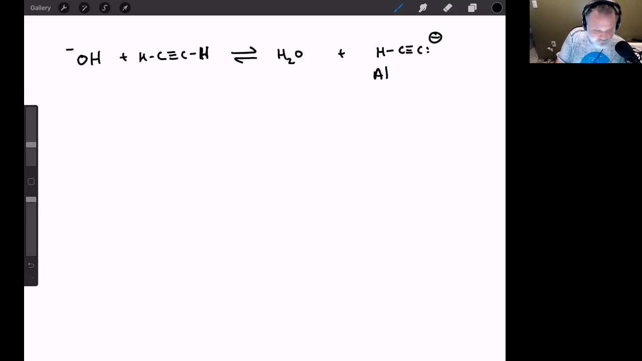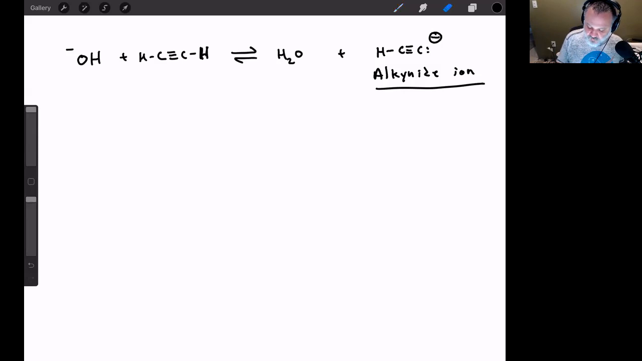This is an alkynide ion, A-L-K-Y-N for alkyne. And then remember, negative ions in chemistry are often called -ides. And so this is an alkynide ion. Consider the phrase oxide or alkoxide for a negatively charged oxygen atom attached to a carbon chain. So the question is, is hydroxide a suitable reagent to do this?